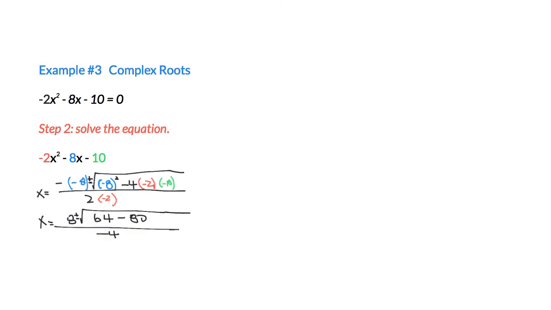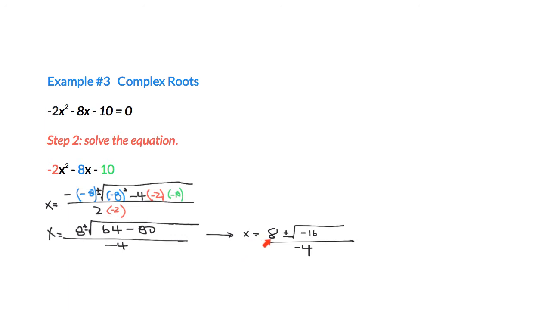Doing the math, we get 8 plus or minus the square root of 64 minus 80 over negative 4. That turns into 8 plus or minus the square root of negative 16 over negative 4. So, the square root of negative 16, a common mistake is to stop here because we may not remember what to do with the square root of a negative number. Well, if you remember previous sections, here is where we use the imaginary unit i.